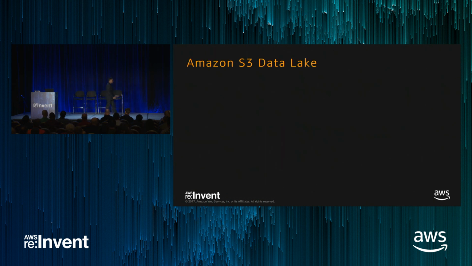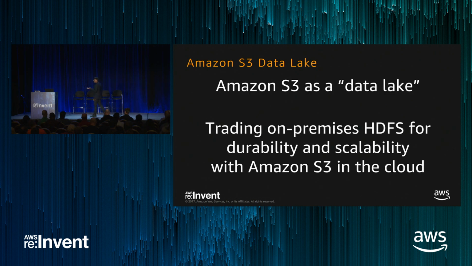Okay. Now, the first aspect is the infrastructure and the data, right? So one thing that we can do, and that one thing we want to emphasize in our discussion today, is using Amazon S3 as a data lake. Now, what is a data lake, right? A data lake is something where you collect data from multiple sources. You create a system where your analysis can sit on top of it, as opposed to going to multiple data sources and connecting them from your application. An example here is trading on-premises HDFS for durability and scalability with Amazon S3 in the cloud.